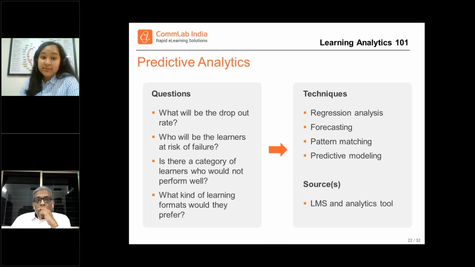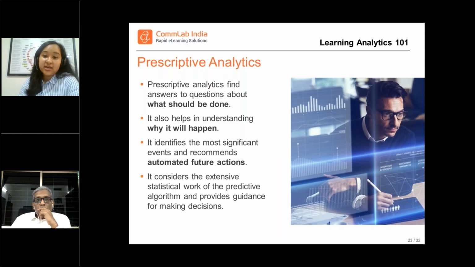Now we are here at the topmost analytics type. It is the most advanced type we have right now. It's called the predictive analytics. Sorry, prescriptive analytics. So prescriptive analytics will find answers to questions such as what should be done. Now you know the future, or the system has already told you this is likely to happen. So what should you do?